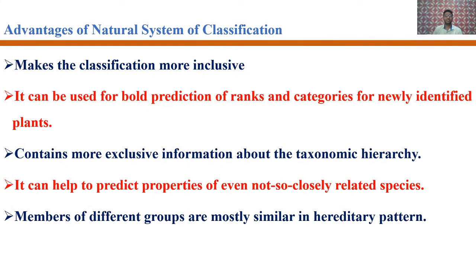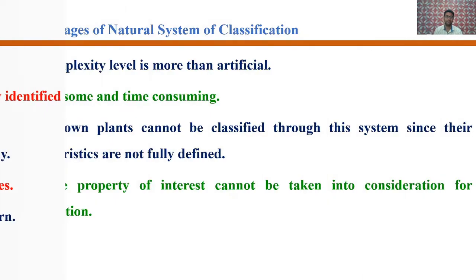Now, this natural system of classification has some advantages. For example, it makes the classification more inclusive. It can be used for bold prediction of ranks and categories for the newly identified plants. This system of classification contains more exclusive information about the taxonomic hierarchy. It can also help to predict properties of even not so closely related species. And last, the members of different groups are mostly similar in hereditary pattern.